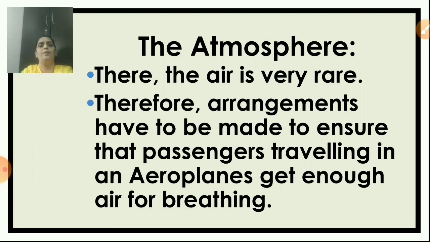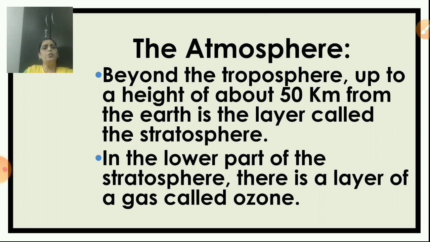Okay. Now the next. Beyond the troposphere, up to a height of about 50 kilometers from the Earth is the layer called the stratosphere. In the lower part of the stratosphere, there is a layer of a gas called ozone. This means, students, that from the troposphere up to a height of about 50 kilometers from the Earth is the layer called the stratosphere. And there is a layer of a gas in the lower part of the stratosphere. It is called the ozone layer.